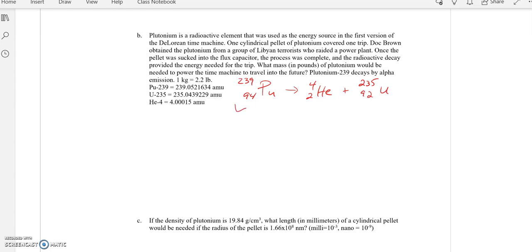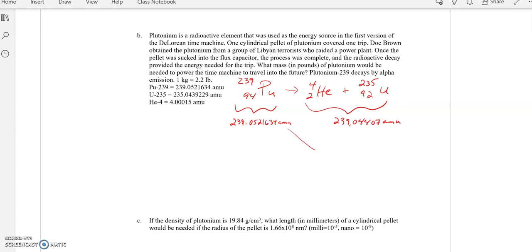Now that we have our reaction written, we can look and find the mass defect. So if you add up the mass of your reactants and your products and find the difference, that's going to be the mass defect. Plutonium's mass is given as 239.0521634 AMUs. The mass of helium plus uranium together is going to be 239.04407 AMUs.